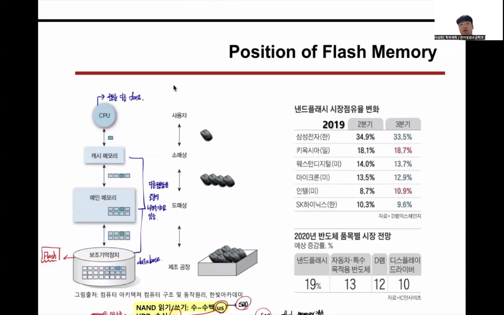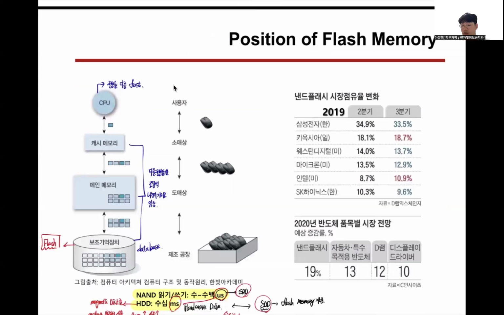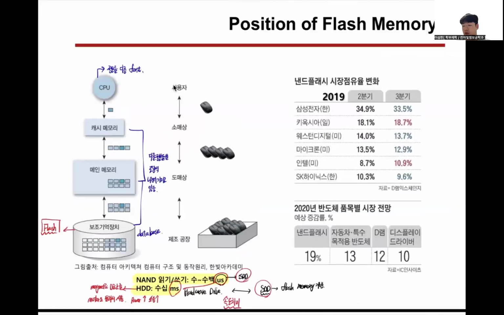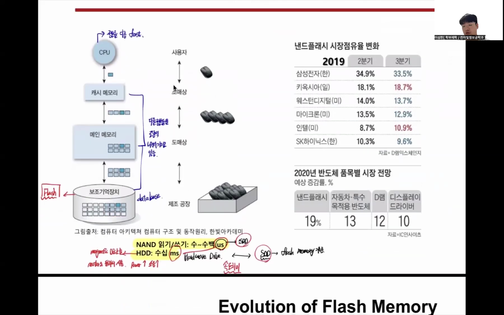We can see DRAM, but flash memory has a non-volatile characteristic, so it can save the charge in the gate. And we can also use this for data storage or databases. So this flash memory is put into our computers by the billions or trillions, and it can build the database.